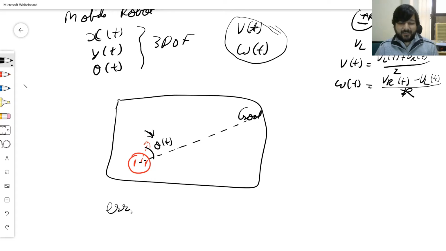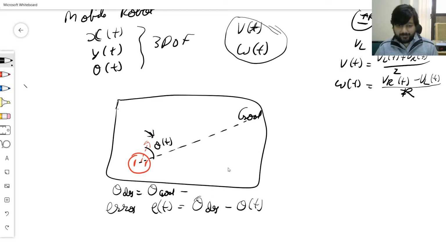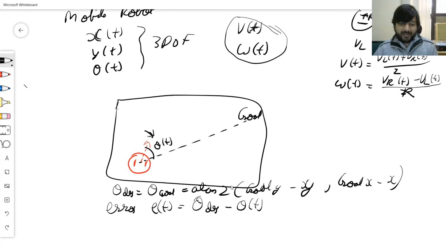So my error is theta desired minus theta t, and theta desired is theta goal minus theta, which is equal to atan2 of goal y minus y, goal x minus x. Now, I always write down this thing. Of course, when you're programming, then you need to make sure this is between minus pi to pi.